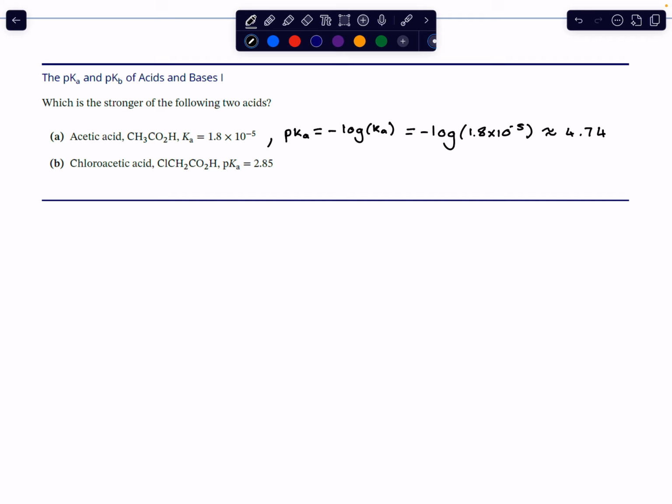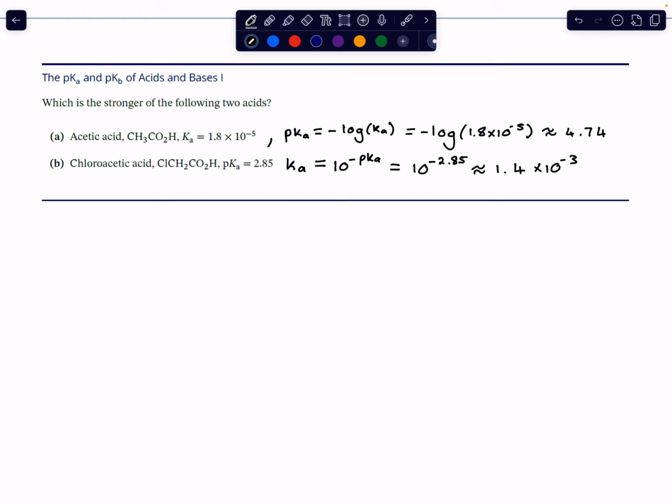Now if you have a pKa value and you want a Ka value, how do you solve for the Ka? Well, that means Ka from this top equation must be equal to 10 to the power negative the pKa, just as you would do for the pH or the concentration of hydronium. So for chloroacetic acid, this would be 10 to the negative 2.85, and we can round that to 1.4 times 10 to the negative 3.